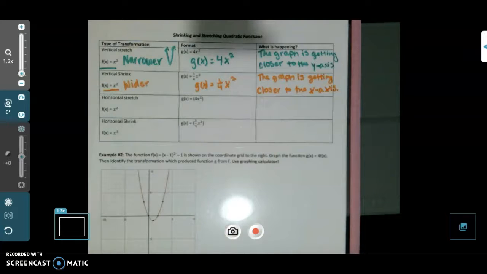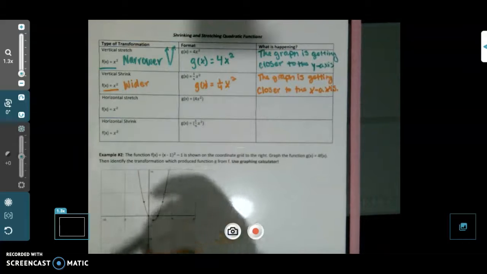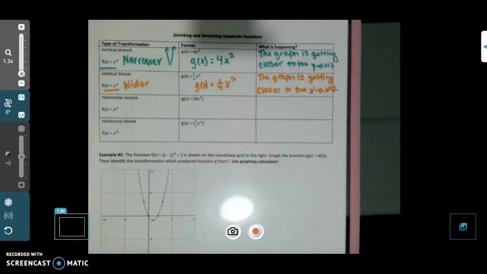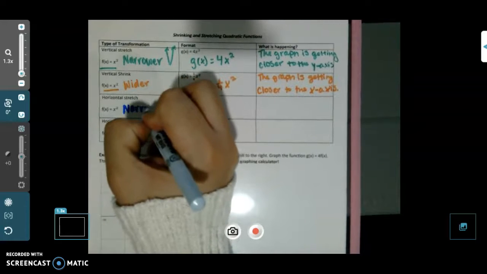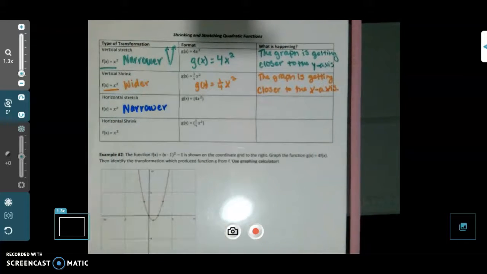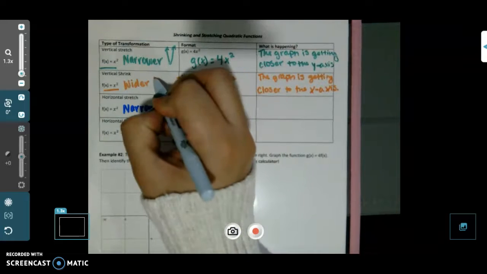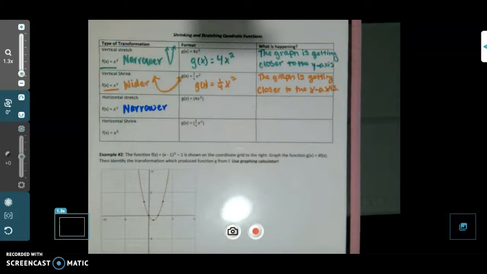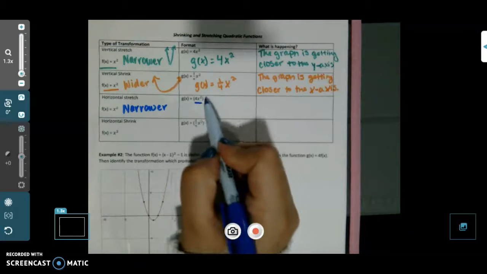I am going to go ahead and tell you, you are going to see mostly transformations of vertical stretch and vertical shrink, but I'm going to show you horizontal stretch and horizontal shrink so you are aware of what that would look like. Okay? So horizontal stretch is still the same thing. It's going to get more narrow. So let's go ahead and write narrower. Okay? Oh, and I forgot to draw my little wider. So remember, wider, it's going to shrink.